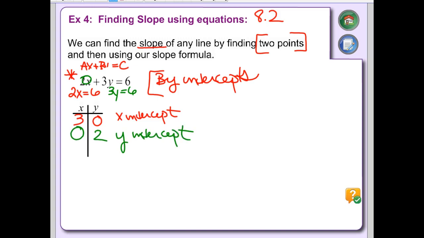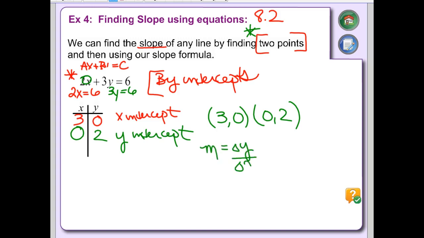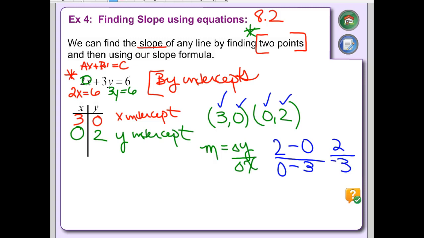So we just found the 2 points that we needed. We've got (3, 0), which was my x-intercept, and we've got (0, 2), which was my y-intercept, and now we're going to put those in our slope formula. Remember, slope is the change in y's over the change in x's. I put the y's in the numerator, so we've got 2 minus 0. Now I need my change in x's, which is going to be 0 minus 3. So what are we going to get? 2 minus 0 is 2. 0 minus 3 is -3. So therefore, my slope of this line is m equals -2/3.